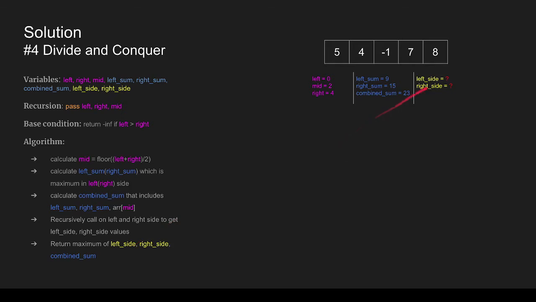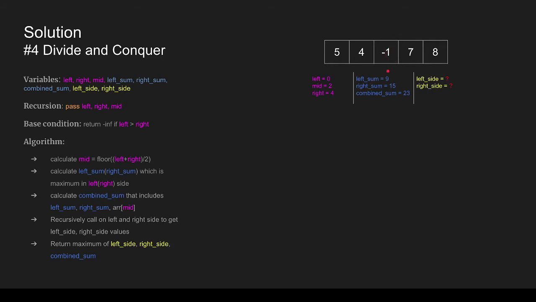So if you look at this example, we have five values: 5, 4, -1, 7, and 8. So 0 becomes the left index, and 4 becomes the right index. If we calculate the value of mid, that becomes 0 plus 4 divided by 2, which equals 2. So the middle element is -1.